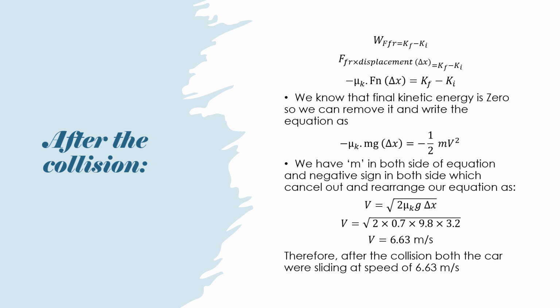And now putting the values into those numbers, we get v is equal to the square root of 2 times 0.7 times 9.8 times 3.2. That's our displacement. And we get velocity is equal to 6.63 meters per second. Therefore, after the collision, both cars were sliding at a speed of 6.63 meters per second.